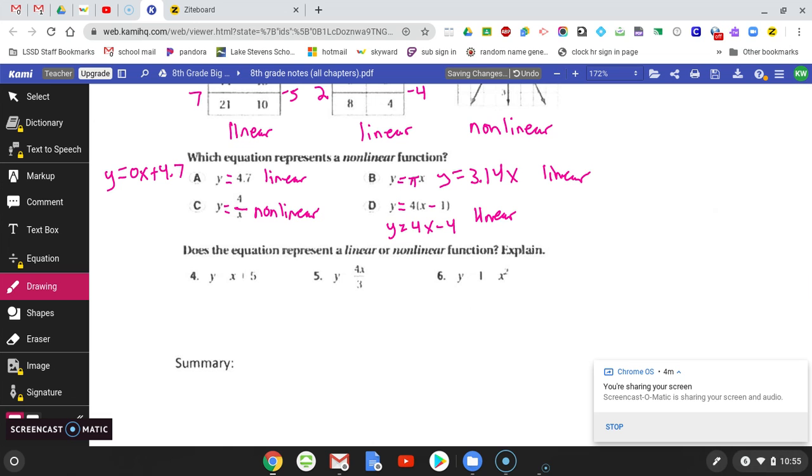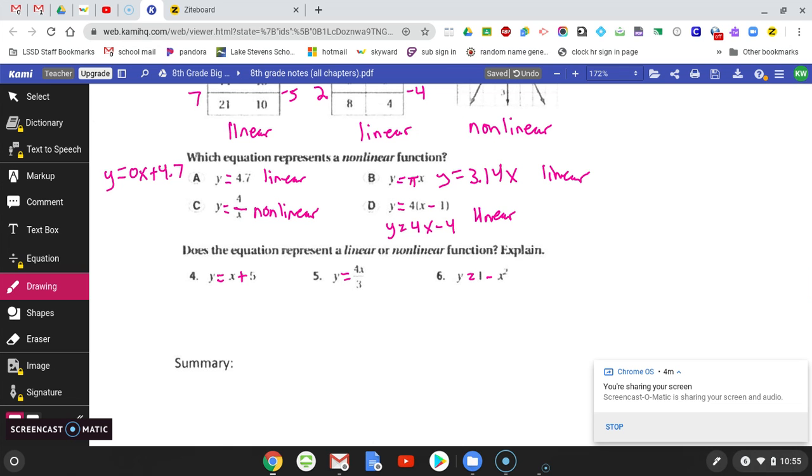All right, 4, 5, and 6, let me fill in. This should be y is equal to x plus 5. This one should be y is equal to 4x divided by 3. And the last one is y is equal to 1 minus x squared. So take a look at those 3, 4, 5, and 6, and then pause the video and check and see how you did.